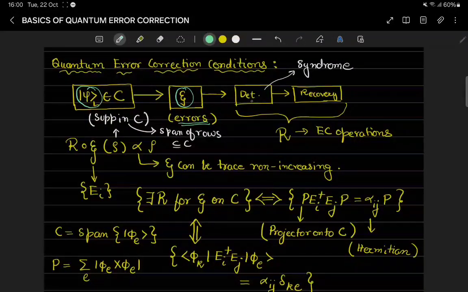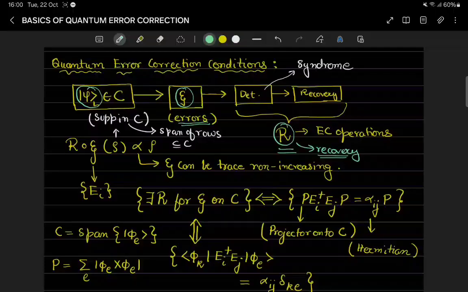And then there is a detection part, which is the syndrome measurement, and there is a recovery part also, where you apply the stabilizer again, or you apply an inverse of the operation to get the correct state. So the detection plus the recovery part can together be clubbed as something called the error correction operation R. So R is kind of standing for recovery, but it also has the detection included inside.